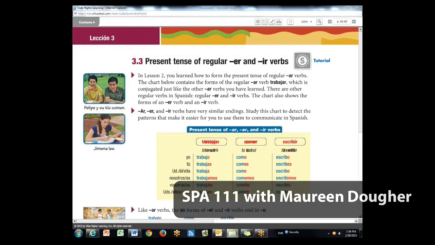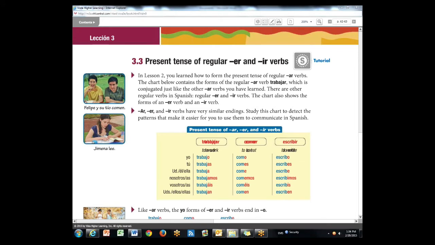Todos. Section 3.3 is the present tense of regular ER and IR verbs. As I have said before, the infinitive in Spanish always ends in an AR, an ER, or an IR. In English, the infinitive is the verb with the word to in front of it. To walk, to talk, to think, to write.